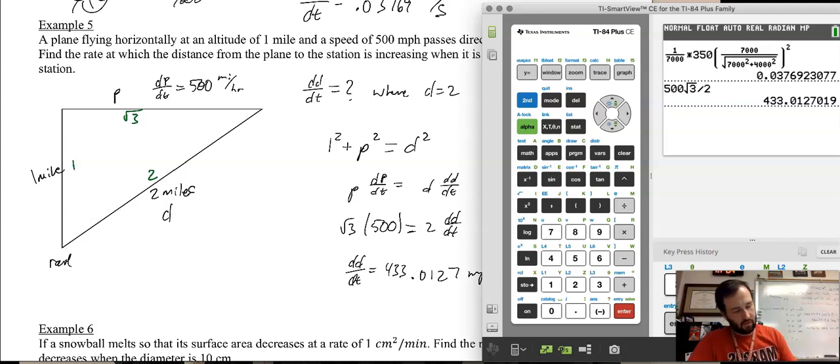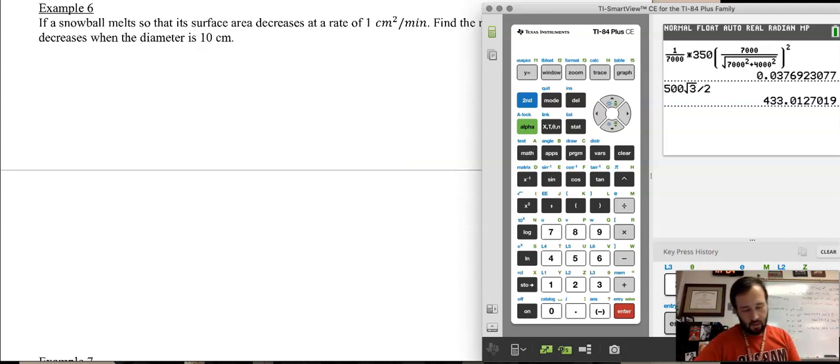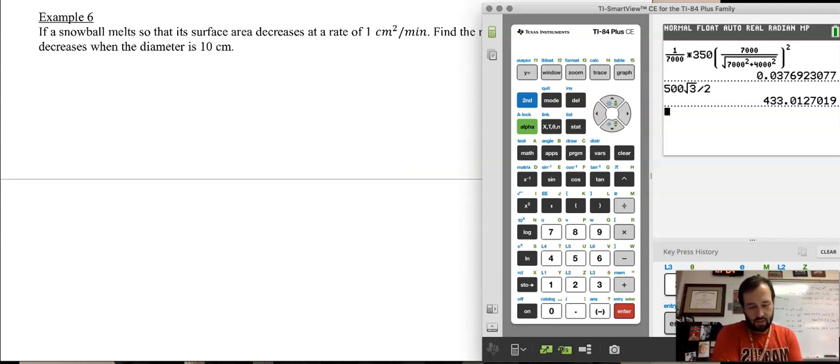Yeah, I don't see anything wrong. That number is just weird to me. I guess it's because it's a y direction here. Interesting. Okay. All right. A snowball melts so the surface area decreases at a rate of 1 centimeter squared per minute.